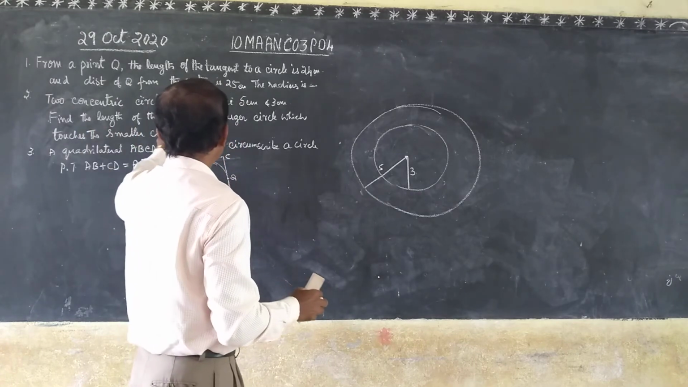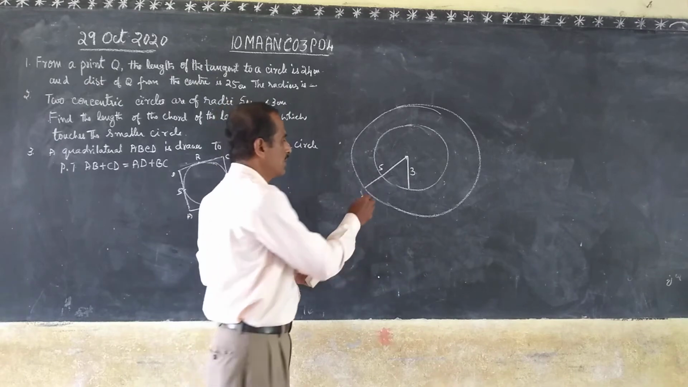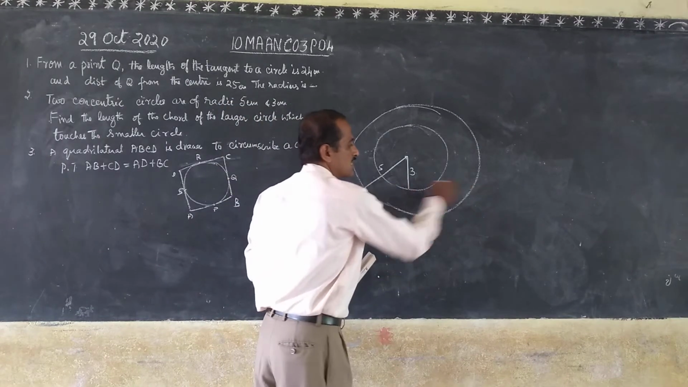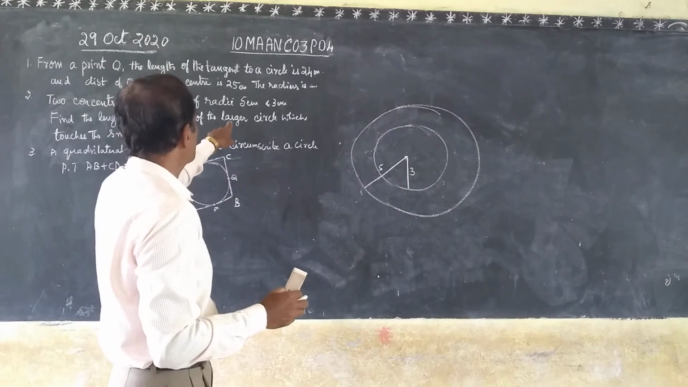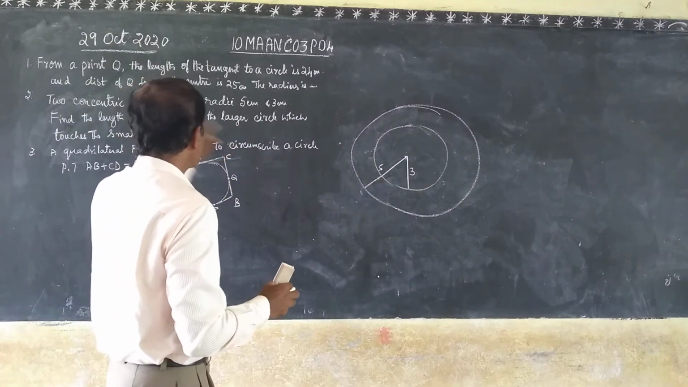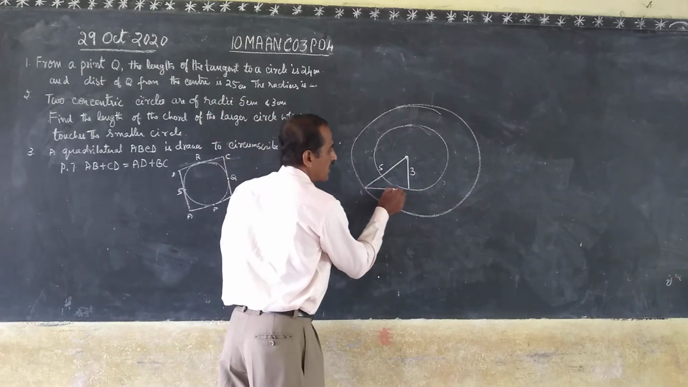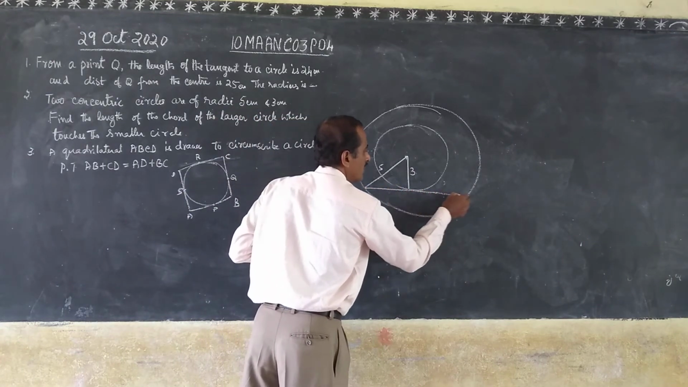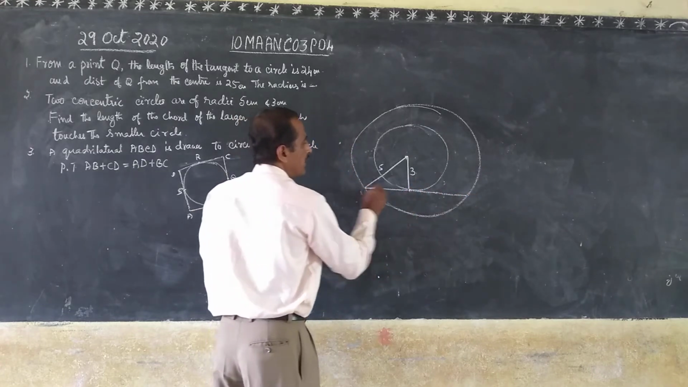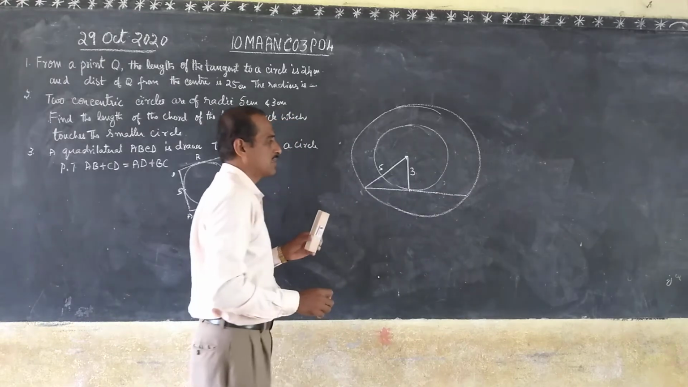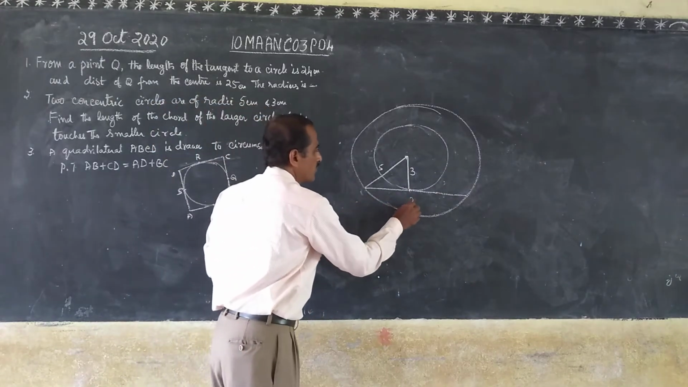Find the length of the chord of the larger circle. Chord means what? The straight line segment which touches the circle at two different points. Find the length of the chord of the larger circle which touches the smaller circle. This chord must touch the smaller circle like this. See, it touches the smaller circle. You have to find the length of the chord. What is this length? You are asked to calculate it.